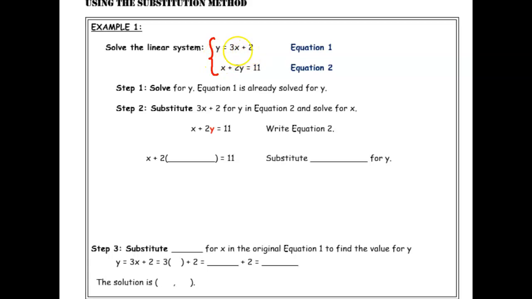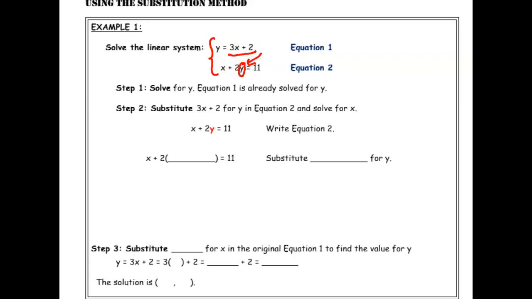The easiest way with substitution is to notice that in the first equation, we're already solved for y. It actually sets it up. It's really nice. y is already 3x plus 2. So in the second equation, we're going to circle that y. Because it's already set up for it, we're then going to substitute in this expression, 3x plus 2, into that y.